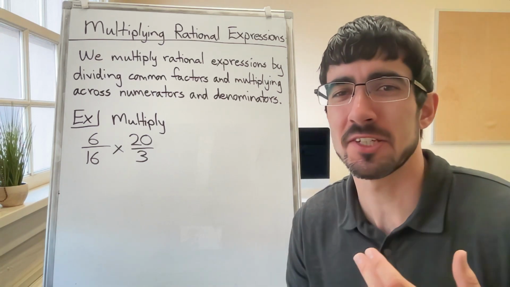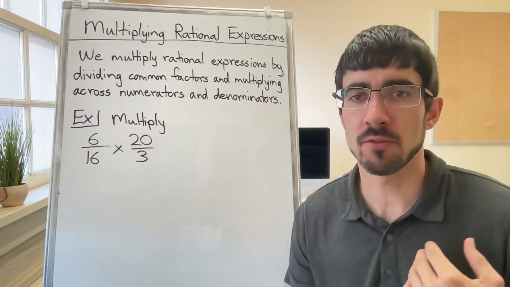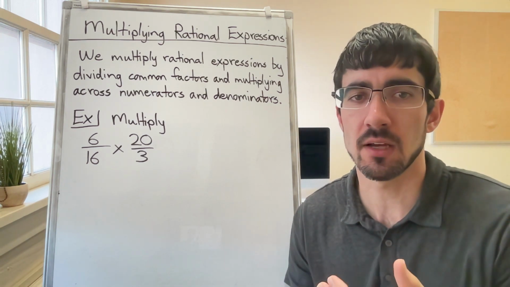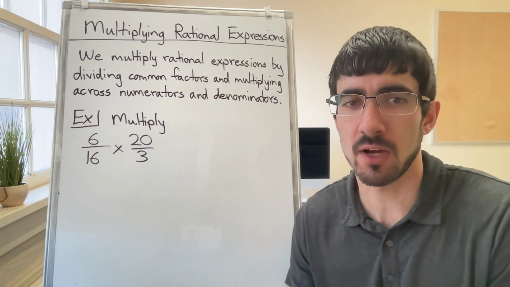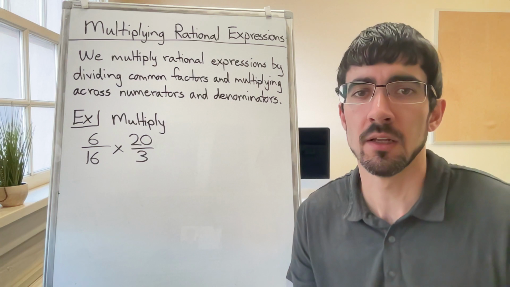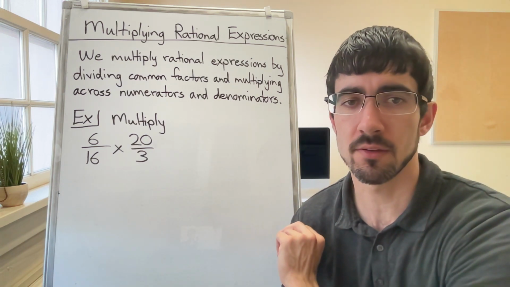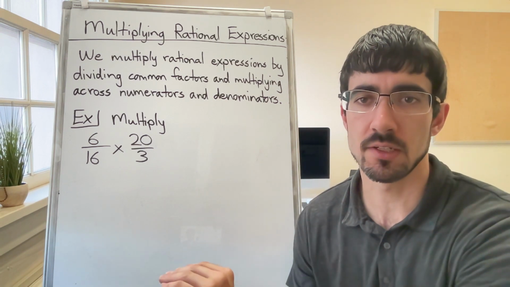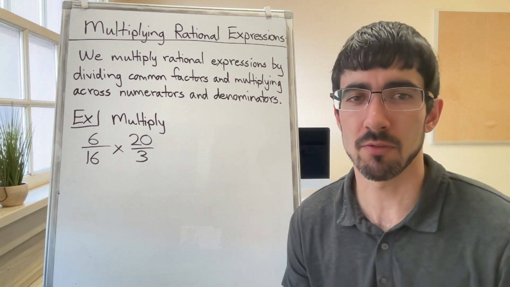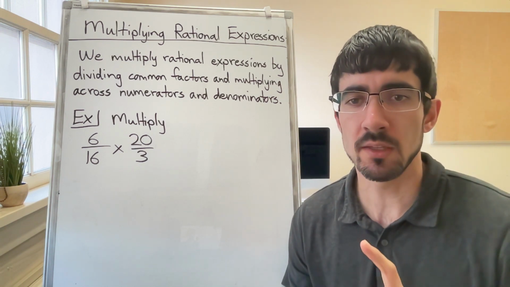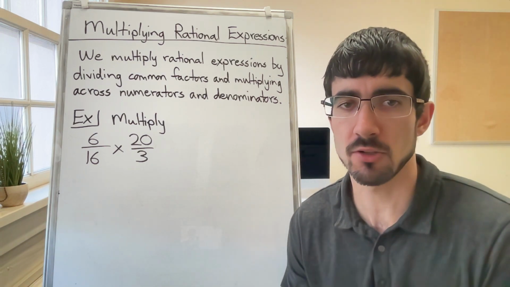In this video, I want to show examples of multiplying rational expressions. The procedure for this goes back to the idea of multiplying fractions because rational expressions are just fractions with variables in them, right? So you may remember that we multiply fractions by just multiplying across the numerators and across the denominators. This is about the simplest operation that you can perform with fractions.